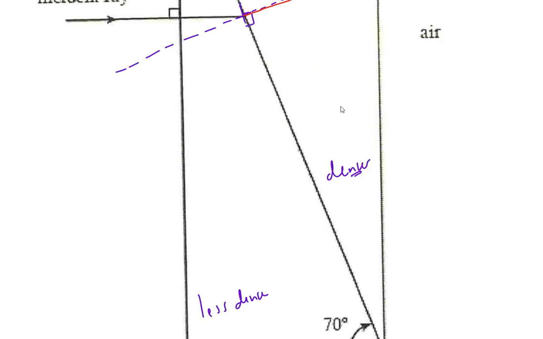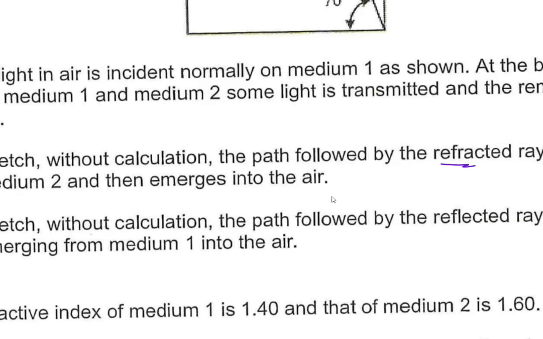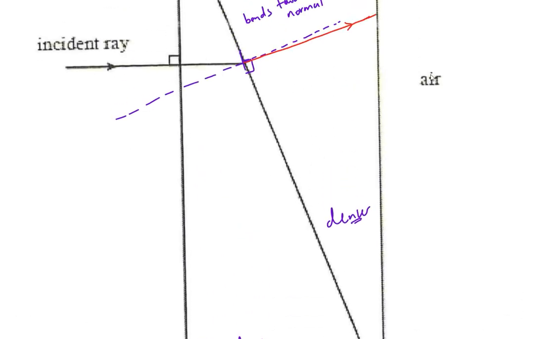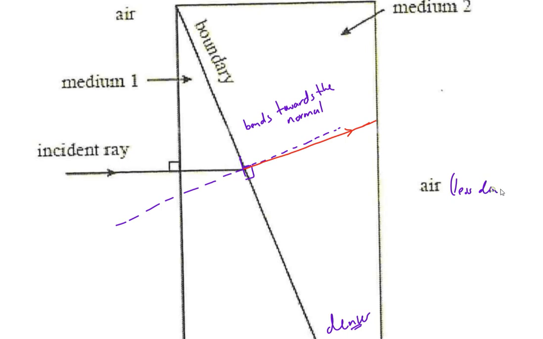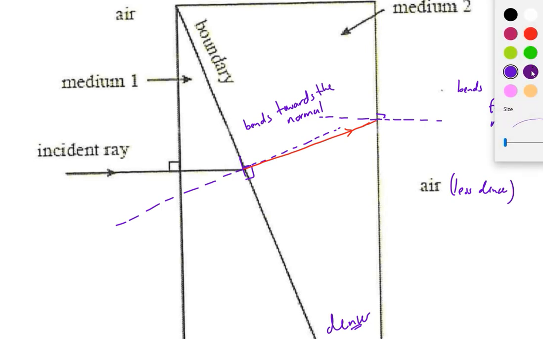Good. Now, what else? It emerges into the air. Now, air we know is less dense. So therefore, here we must draw the normal again. The normal will be perpendicular, so use a ruler, it must be perpendicular. Now, where will it bend? It's going to bend away from the normal. Therefore, again, I'm going to use the red color.